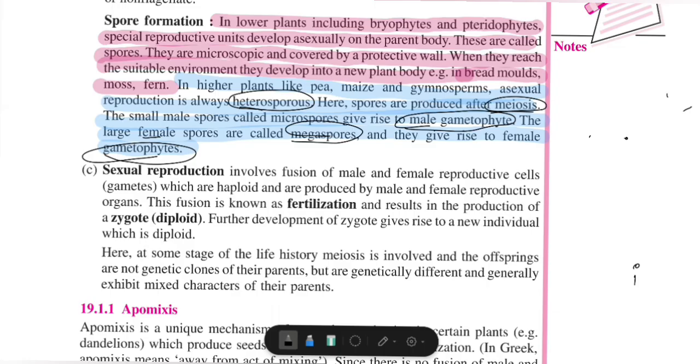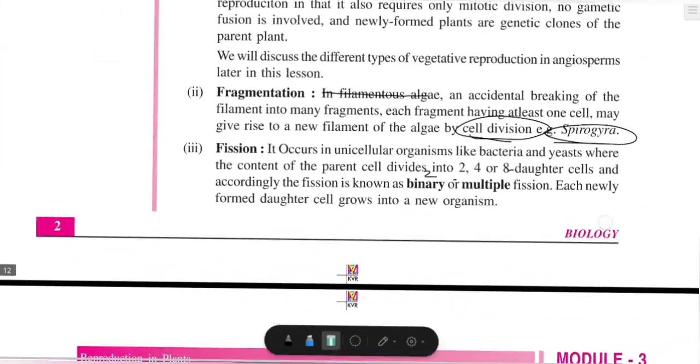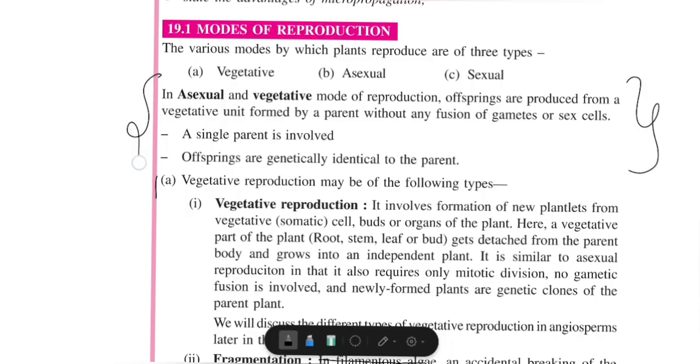Now we can continue with the next topic, which is sexual reproduction. Before we go to sexual reproduction, let me give the similarities between vegetative and asexual reproduction. They have some characteristics in common. The first one is that offspring are produced from a vegetative unit formed by the parent without fusion of gametes or sex cells.